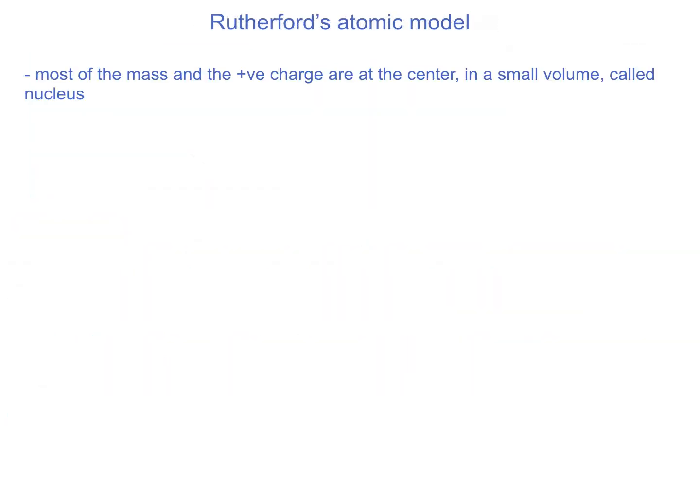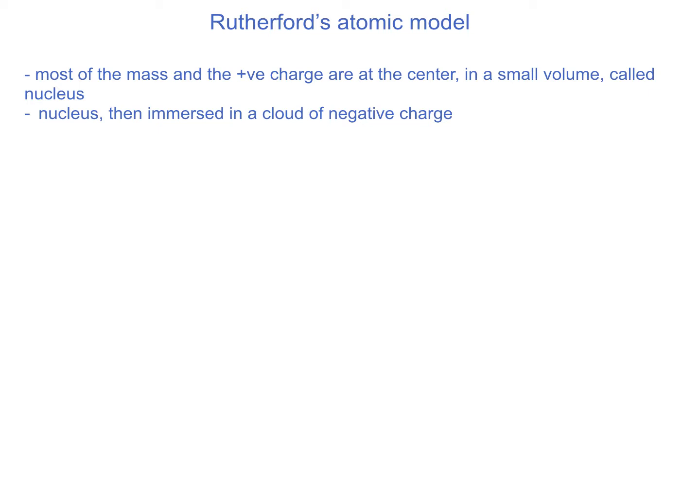And so most of the mass and the charge, positive charge, are at the center in a small volume. And this was labeled then as nucleus. And then that stuck. So nucleus. And so his model replaced Thomson's model, but was not really better. It has its own problems.